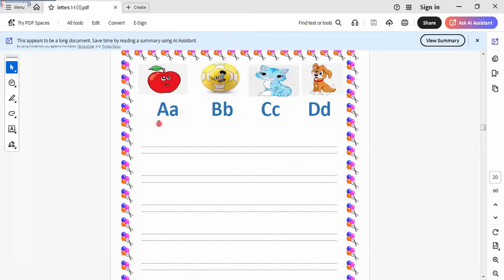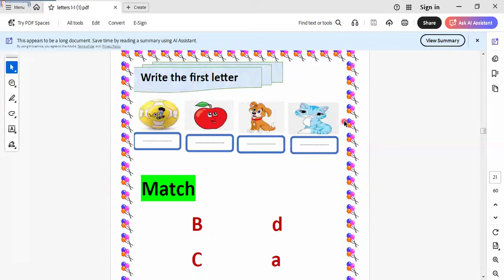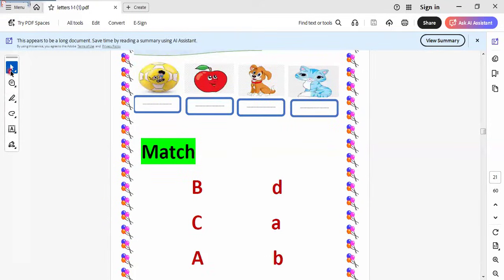Let's repeat the letters together. Capital A and small a, capital B and small b, capital C and small c, capital D and small d. Today we learn apple, we learn ball, we learn cat, we learn dog. Okay. How can I write the first letter here? It will be letter B, written like this. This is letter B. Here is letter A. Here is letter D. Here is letter C.